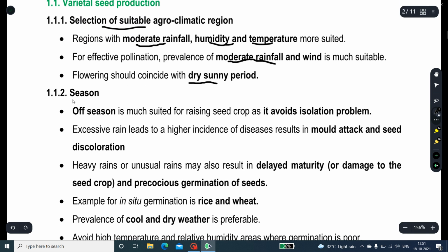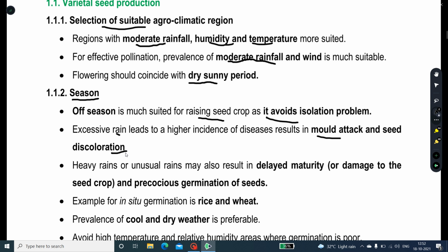The next important factor is the selection of season. Select the season most suitable for seed production without isolation problems. Off season is well suited for raising a seed crop because it avoids isolation problems. Select the season having well distributed rainfall in the cropping period. Excessive rain leads to a higher incidence of diseases, resulting in mold attack and seed discoloration, for example, bleached seed in peas. A question may ask: bleached seeds in peas is due to dash, because of excessive rain.